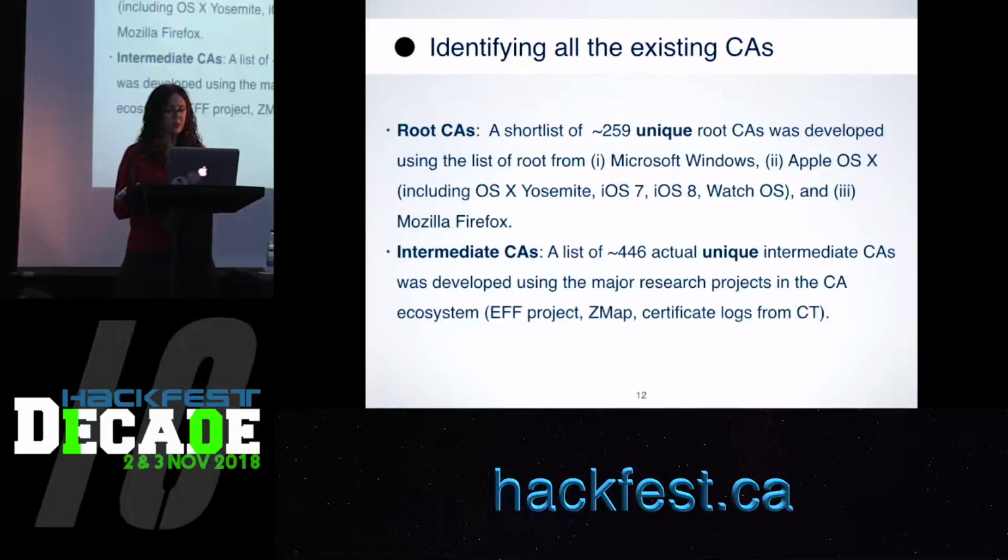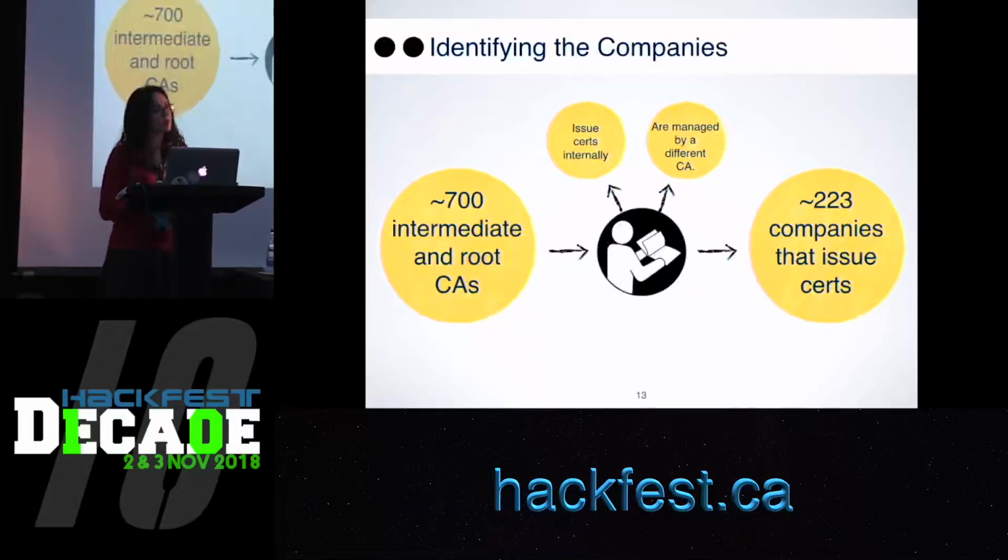So I used the other major research projects, EFF, CMAP, and Certificate Transparency from Google, and I got a short list of 446 unique intermediate CAs. So we have around 700 root and intermediate CAs. We want to identify the companies that issue certificates, because there are a lot of them that don't issue. To do that, I went to each and every one of them manually.